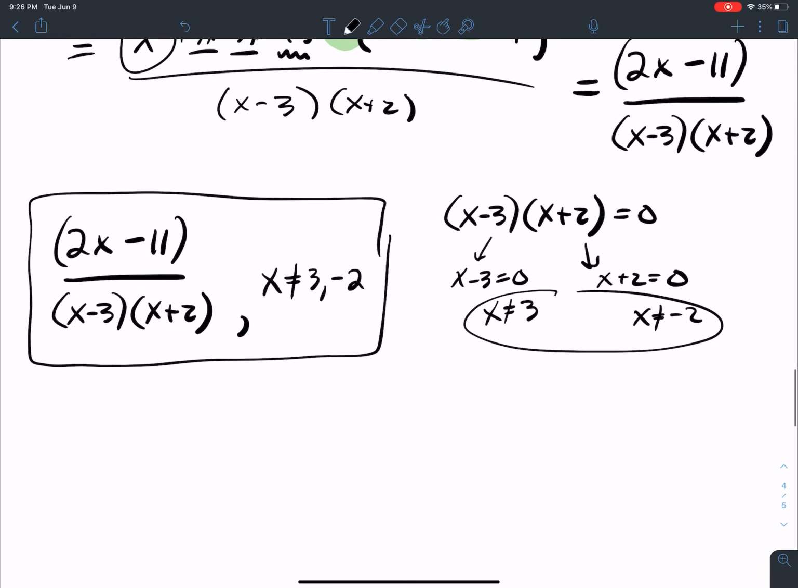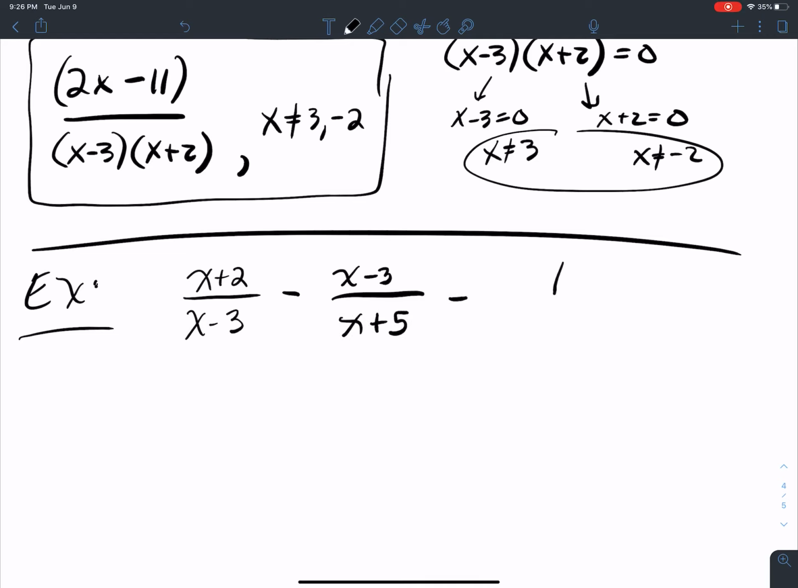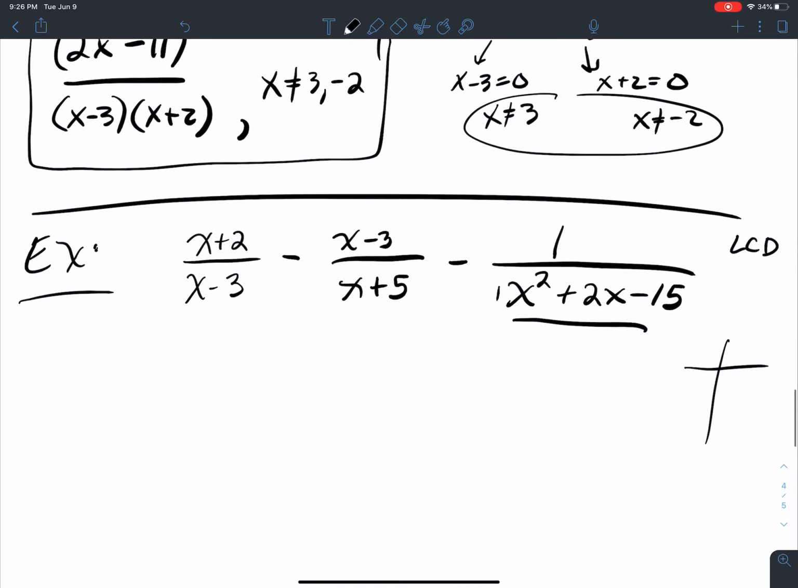Let's try another one. X plus 2 over x minus 3 minus x minus 3 over x plus 5 minus 1 over x squared plus 2x minus 15. Okay. Remember, first thing you do when you're simplifying these is you try to find the least common denominator. Now this thing over here is nasty, but guess what? It's a 1 in front, so I might be able to factor this to make it a little bit better.